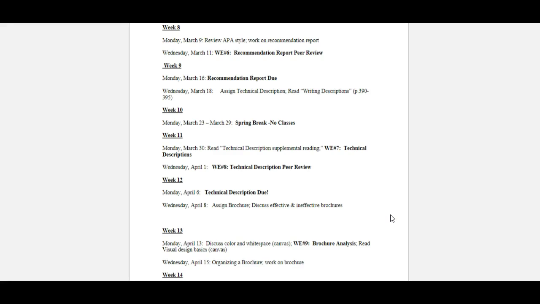Next week, of course, like I said, we're not doing the technical description anymore, but I am still going to have this writing exercise, which is a technical description practice. So we're still going to do that just so you can be introduced to the genre. And then we're going to start with the brochure. So next week we're doing the writing exercise, technical description, and then we're starting with the brochure.